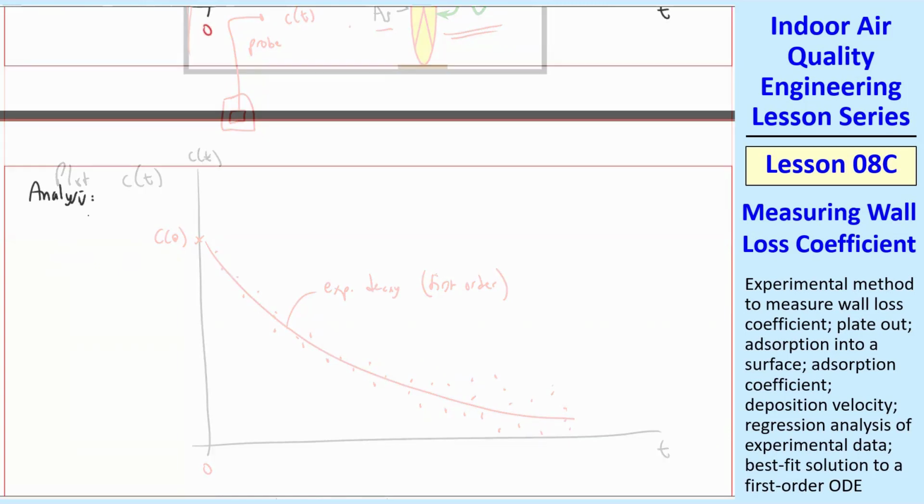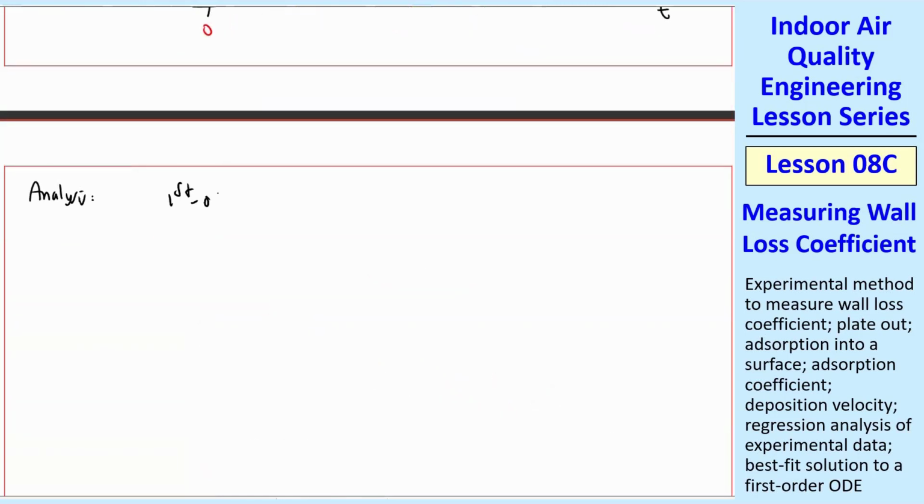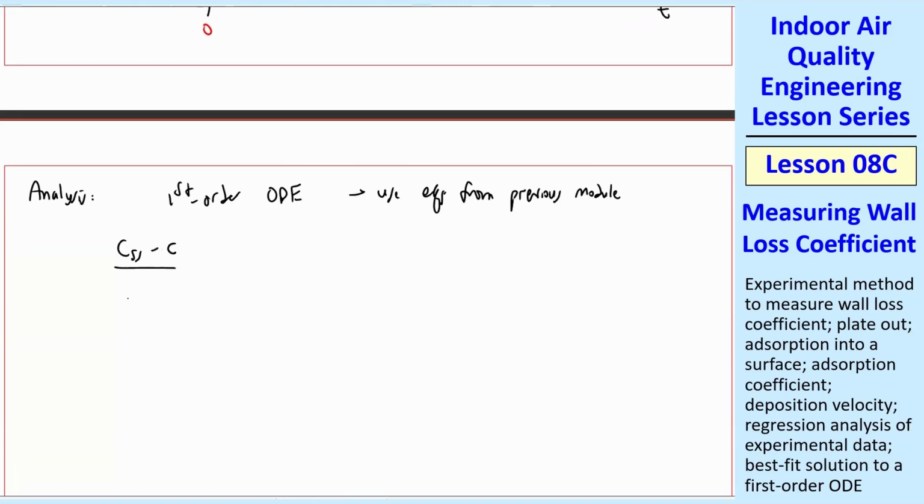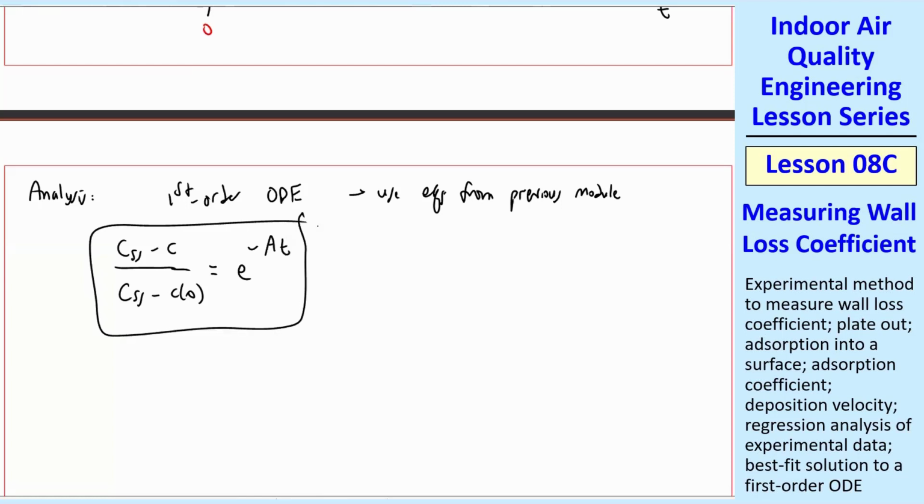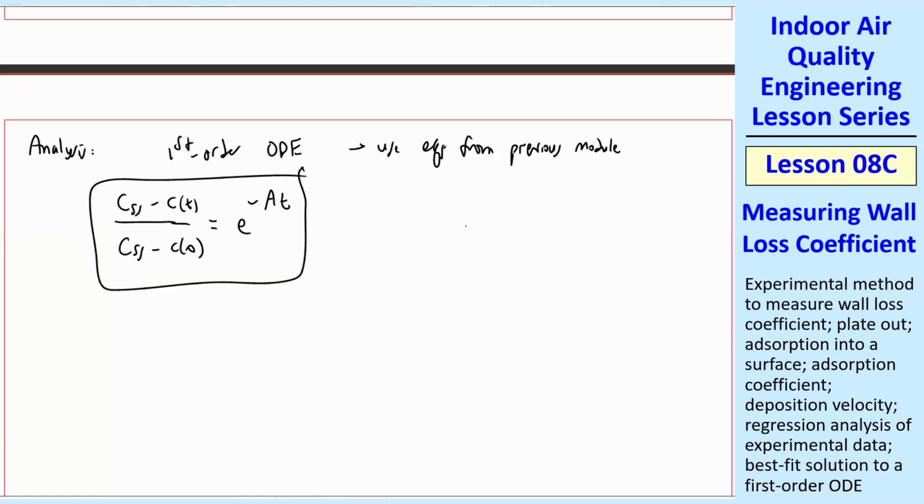So how do we analyze this? Again, it's a first order ODE, and so we'll use the equations from the previous lecture module, which were (CSS minus C) over (CSS minus C0) equals e to the minus A T. That's our main equation for any time T. What are the other variables? Coefficient A was Q plus KW AS over V. And here, Q is 0, so A is equal to KW AS over V.